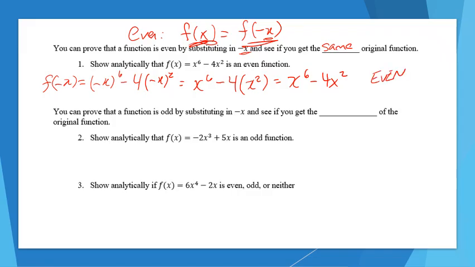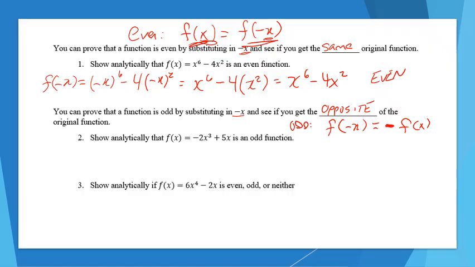All right, and now you can prove a function is odd by substituting in -x to see if you get the opposite of the original function. And so what does this mean? Remember, our rule for odd functions is f of -x equals -f of x. So when we substitute it, if we get the original function, but all the signs are flipped, right, -f of x, that is true for any odd function. So let's test this out.